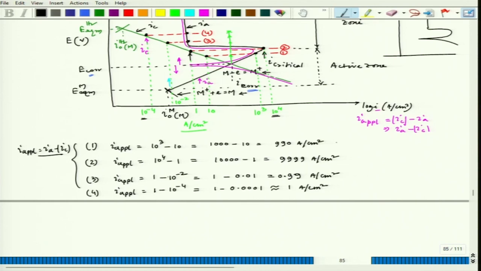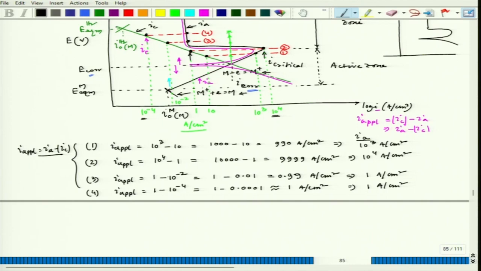Now what will be the dissolution rate at this location, which is nothing but Ia, is 10 to the power 4 ampere per centimeter square. Here this is 10 to the power 3. Here at point 2 location it will be 4 ampere per centimeter square. Here at point 3 location, it is 1 ampere per centimeter square. Here it is also 1 ampere per centimeter square.